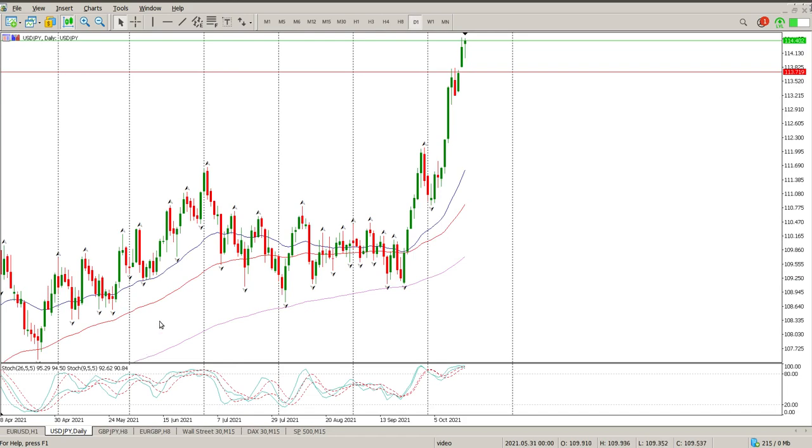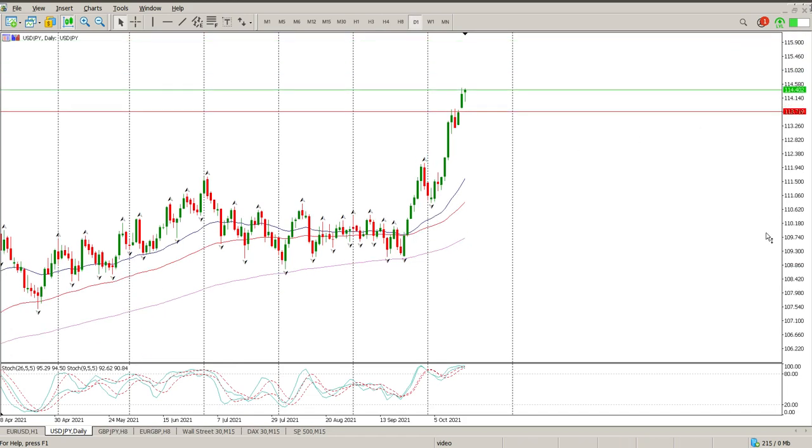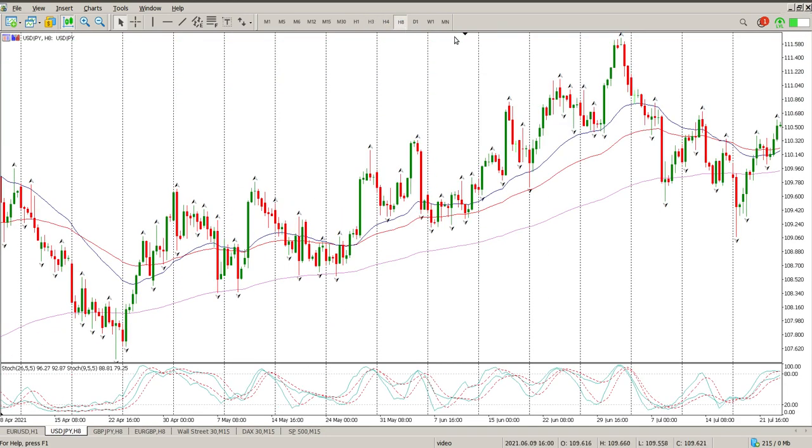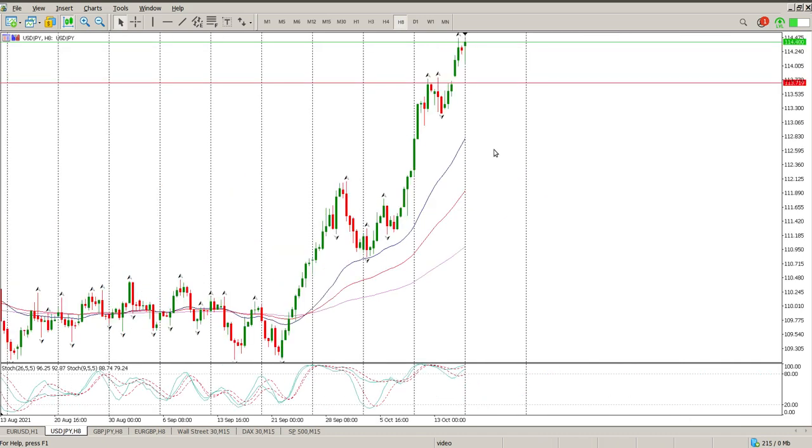US dollar Japanese yen is the next one that we have. Let's get back onto the 8 hour. You can see we have pretty much one-way traffic. We broke through the moving averages, came back and tested them here, and then it's been one-way traffic since then. So at the moment, we do have gaps to the downside.